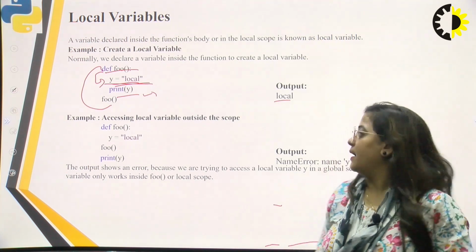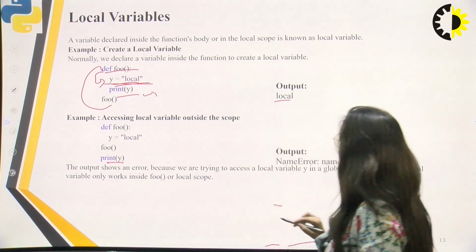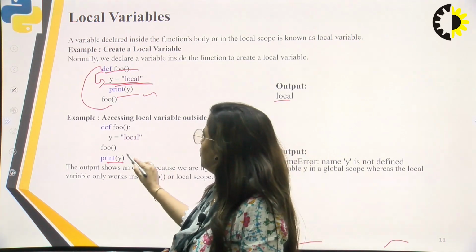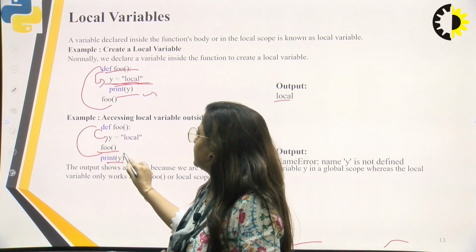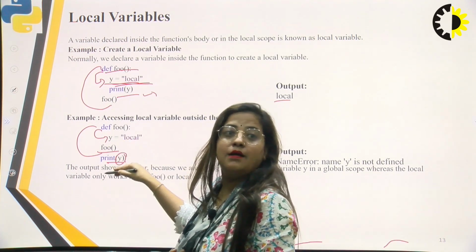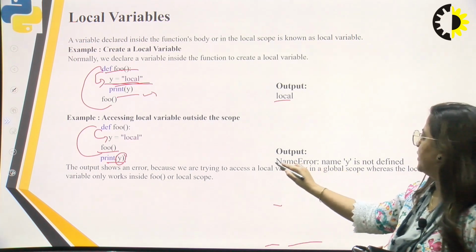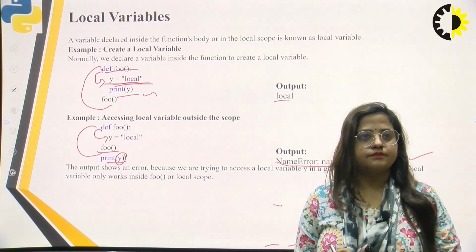Firstly, outside the scope, print y. According to this, y is not defined. If you want to access y, it is available inside the function, but here we use y outside the function, so y is not defined and an error is raised. The error is created because y is not defined.